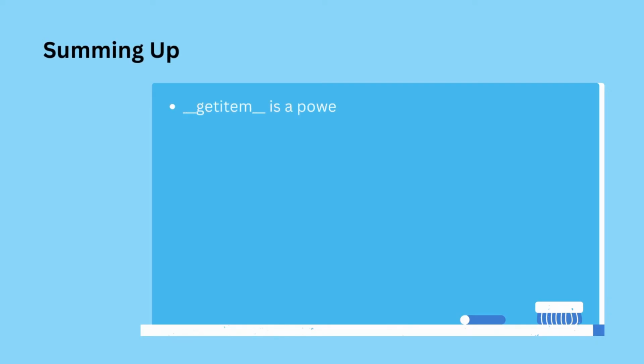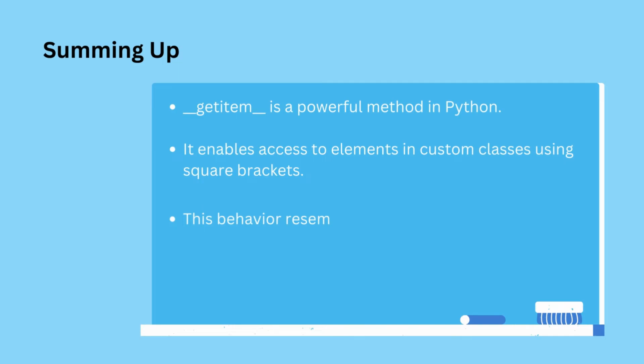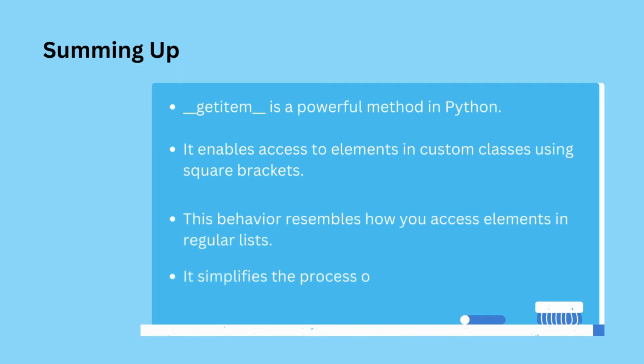So, to sum it up, getItem is a powerful method that allows you to access elements in your custom classes using square brackets, just like you do with regular lists. It simplifies element retrieval and makes your code more intuitive.